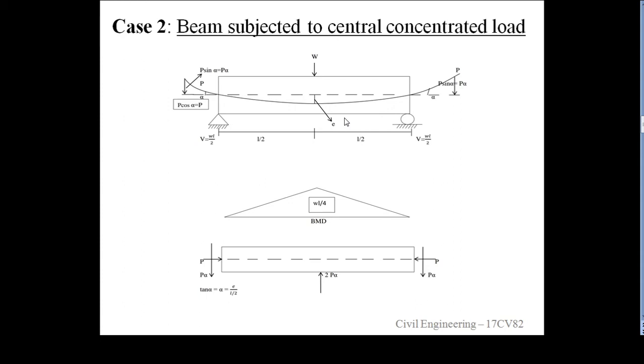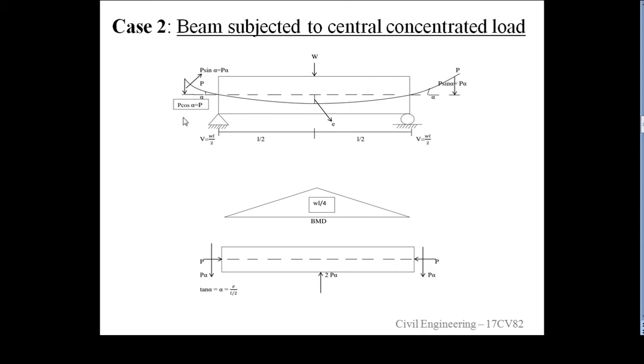Then case 2: the beam subjected to a central concentrated load. Here W is the central point load. In that case, what is the fashion of the cable? It is not a parabola; this type of cable will be provided as straight segments. We call it a bent cable, normally called a bent cable at the center.